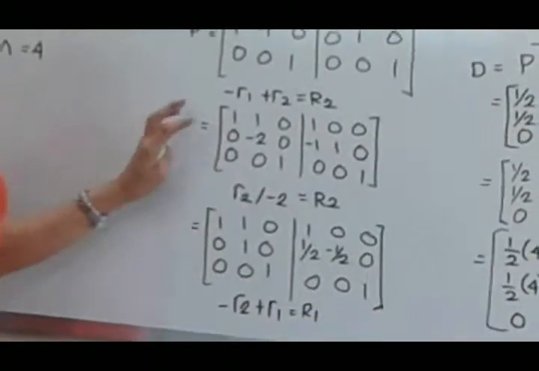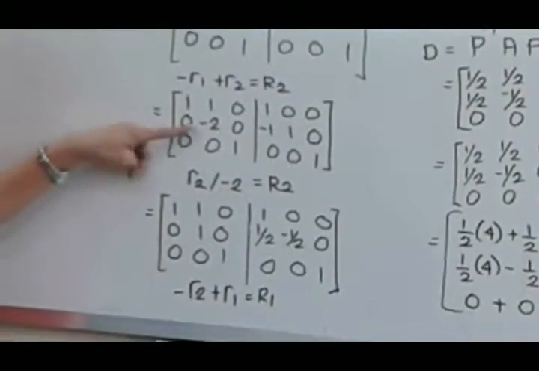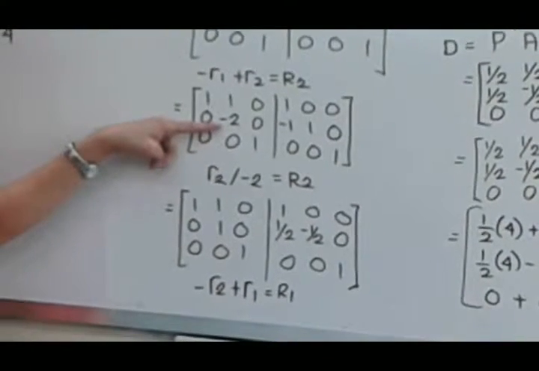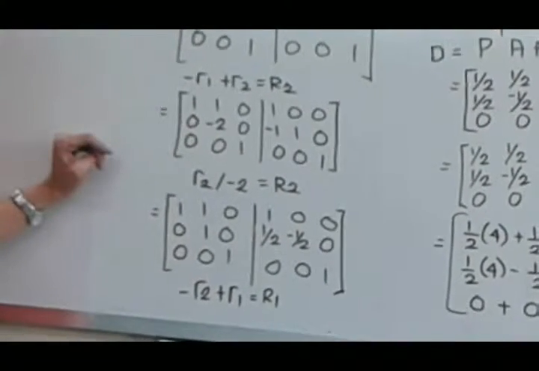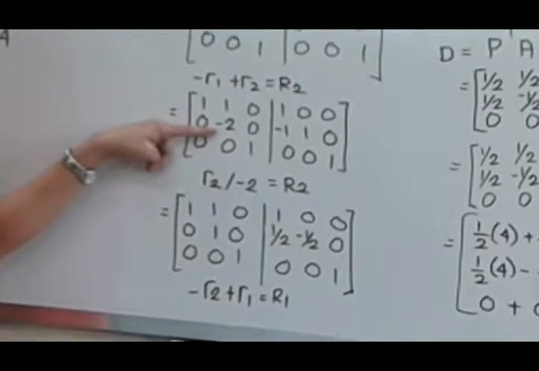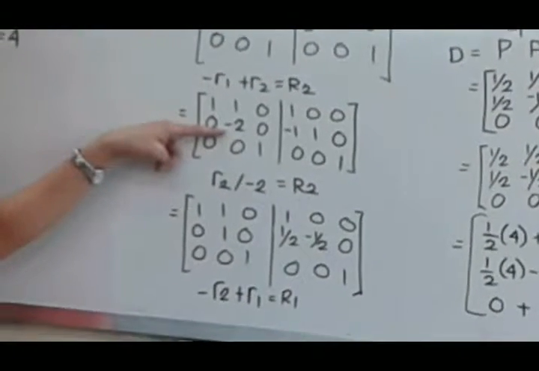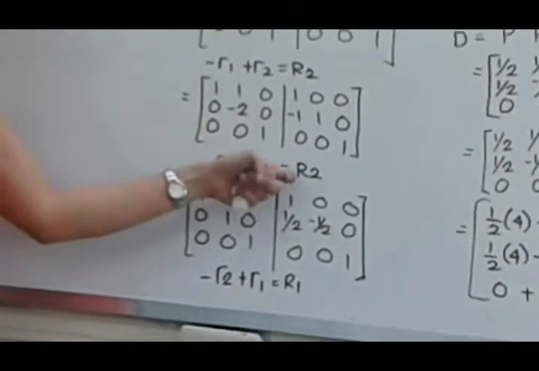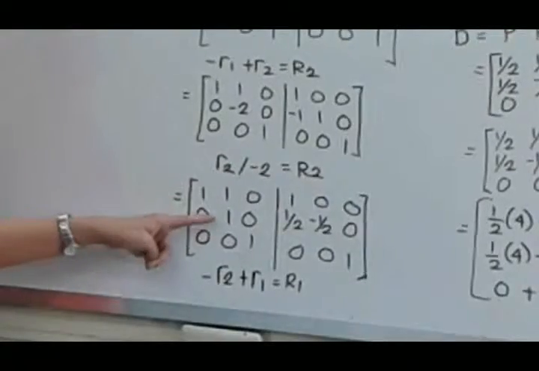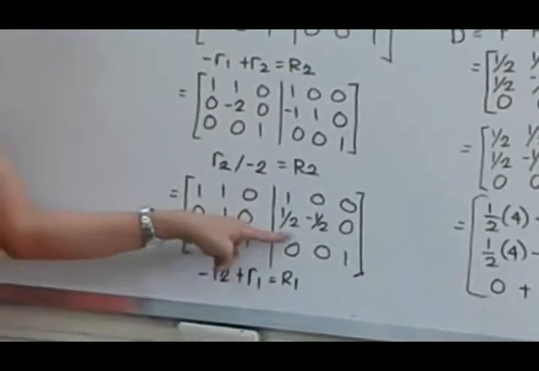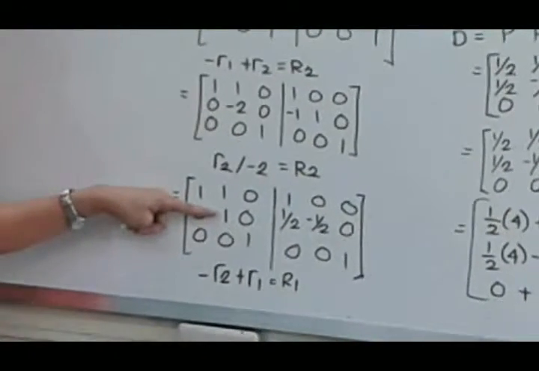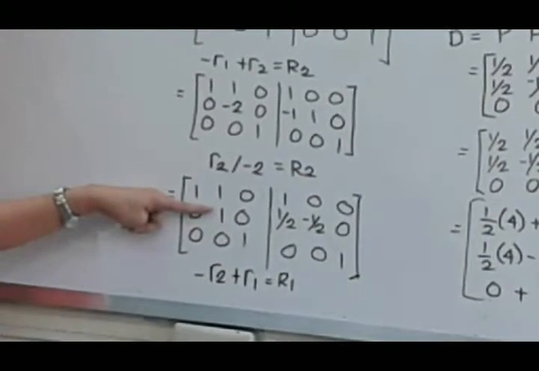Next, let us refer to this operation now. I have negative 2 for the second row element, so I need to make it into a leading element. So I have to divide the second row by negative 2. Dividing the second row by negative 2, I would have my new second row as 0, 1, 0, 1 half, negative 1 half, 0. I have my leading element now for the second row.